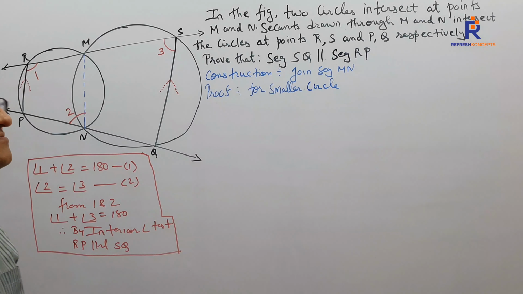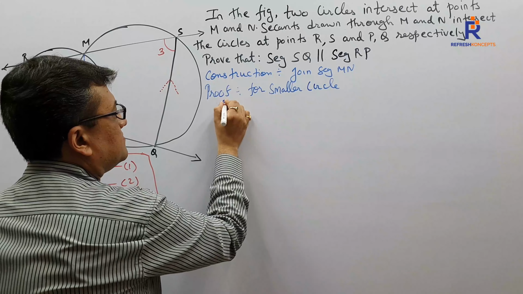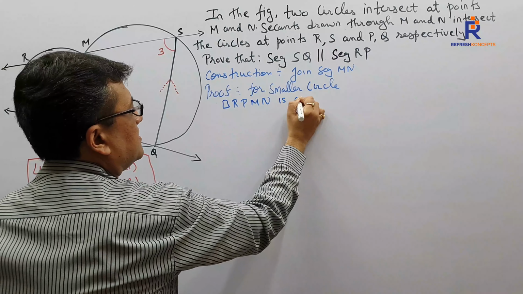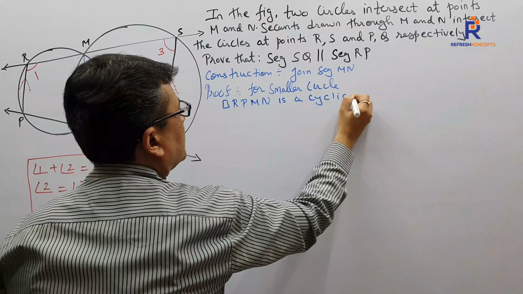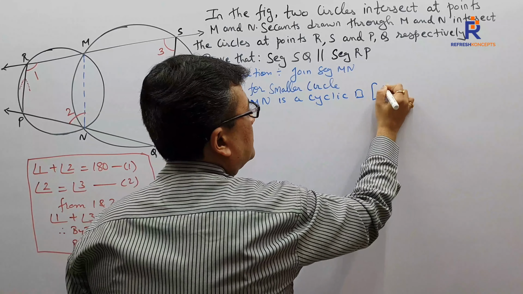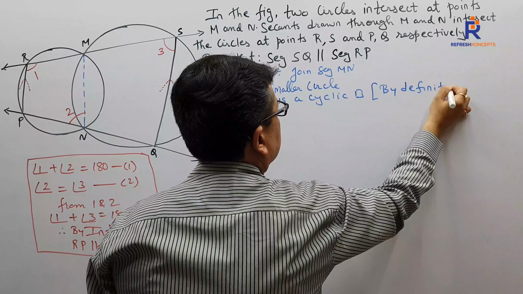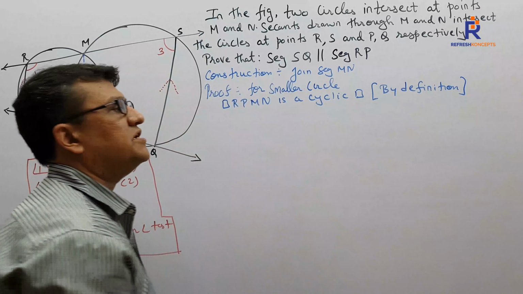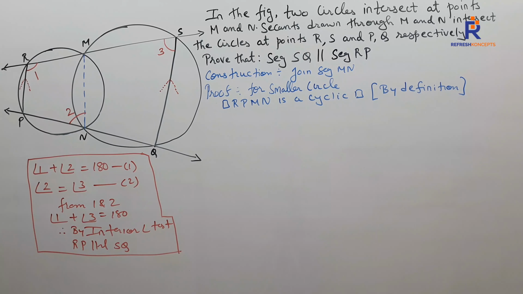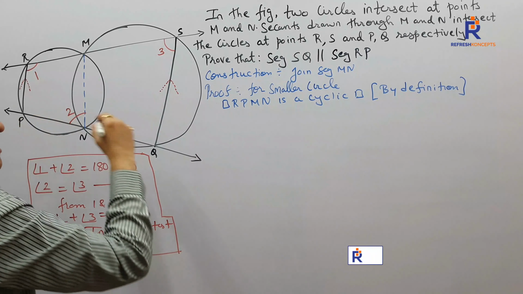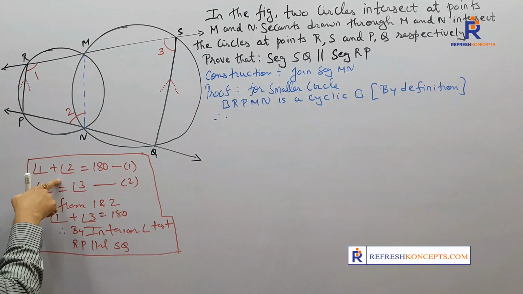For smaller circle, quadrilateral RPMN is a cyclic quadrilateral. Now why? The reason is what you shall say by definition. By definition. Right? You did not say that all the points lying. Since it's a cyclic quadrilateral, therefore, what was our skeletal first line?